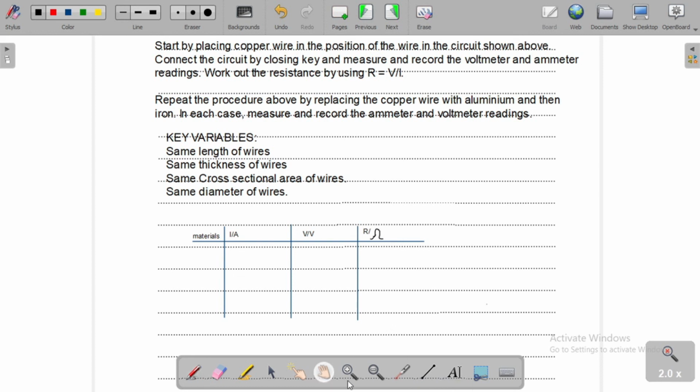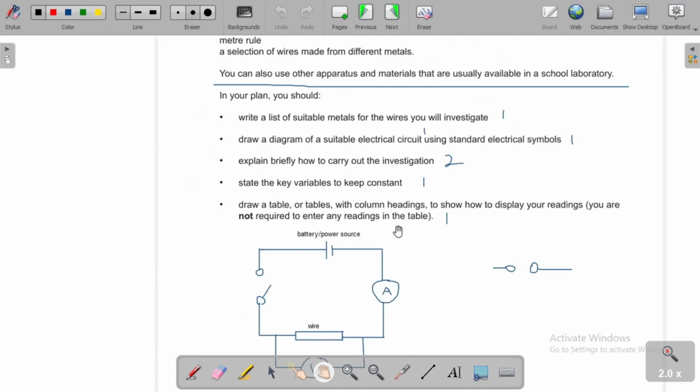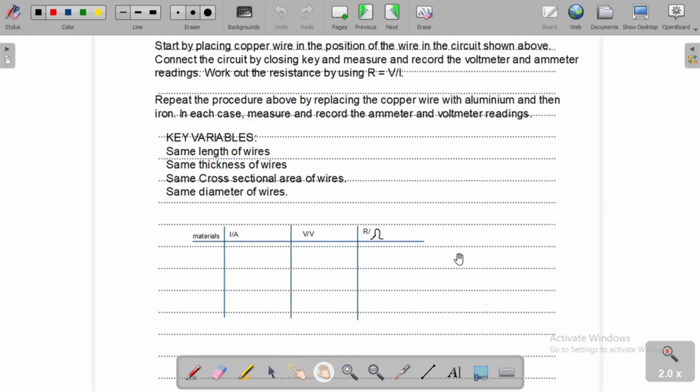Let's see, is that the last question? Draw the table, how to display your readings. So, that is all. All you are required to do is for the table to have the column for materials, potential difference, current, and resistance with their various units.